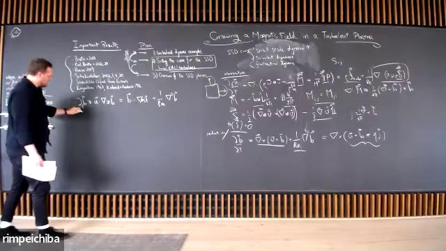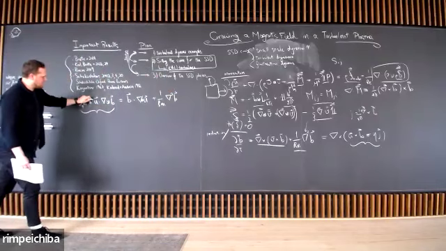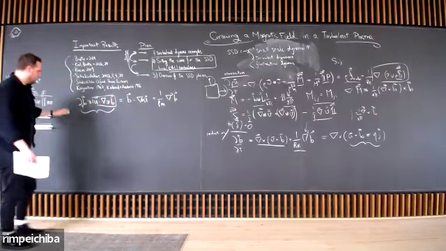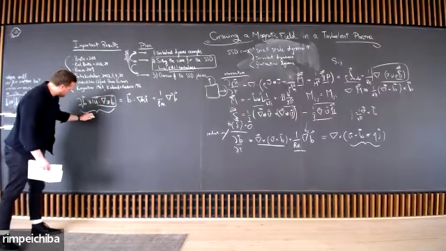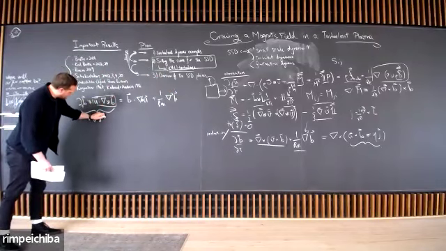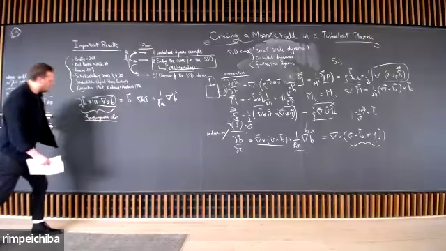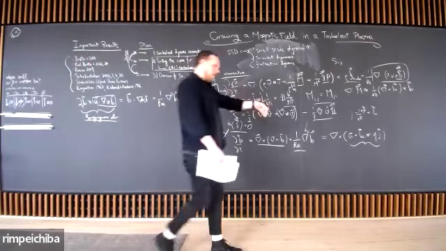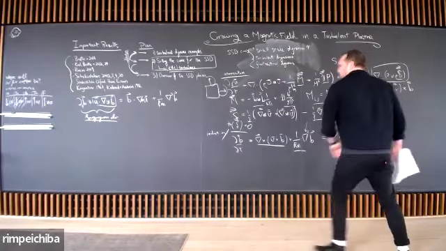And this, you can see, is just an advection term, right? This is just the advection of the magnetic field. So this whole term is just a Lagrangian derivative. And so you're just moving along with the fluid element and tracking the magnetic field as you move along.